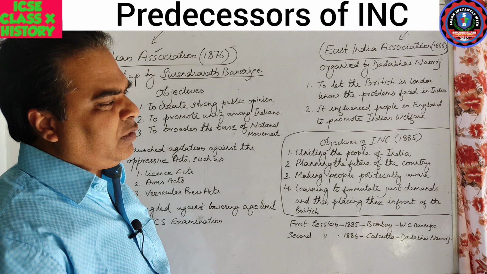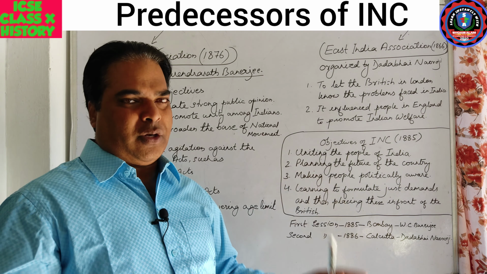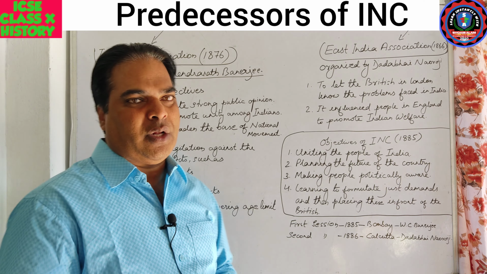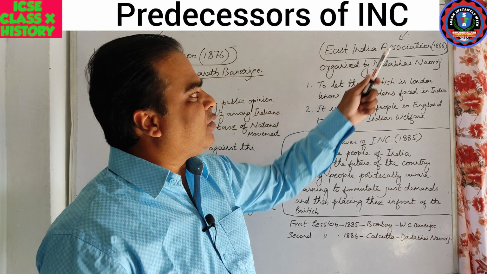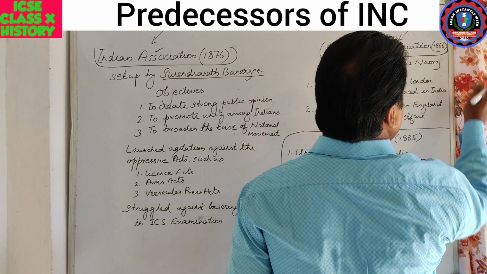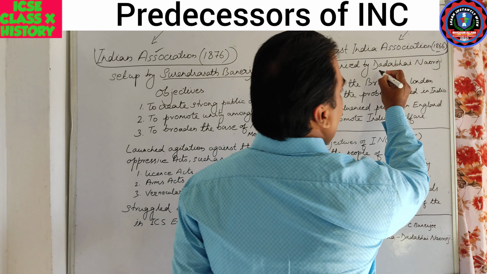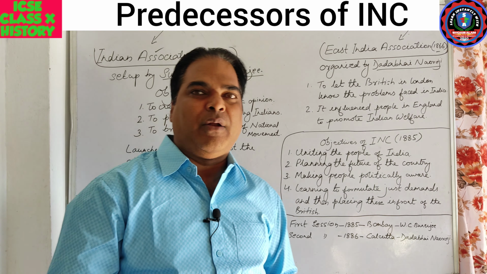Before the formation of Indian National Congress, small organizations which were there were known as predecessors of Indian National Congress. It was not that Indian National Congress was the first organization. Before that also, small associations were there, like the Indian Association as I mentioned. Then the East India Association is also there, which was founded in the year 1866, and it was organized by Dadabhai Naoroji, who was also known as the Grand Old Man of India.